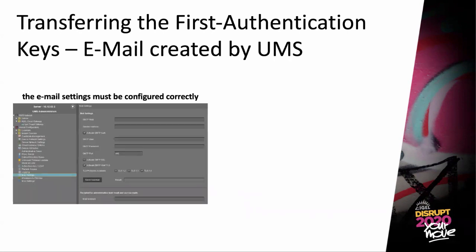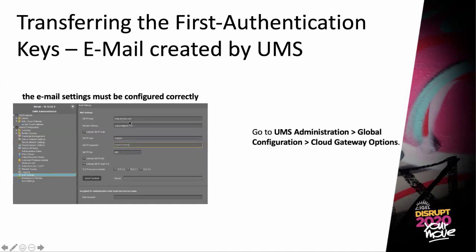How can we transfer it via mail? This is possible. Of course, you can write your own email and say, hey, this is the key, but we have integrated a much nicer function. In UMS administration, down the road, there's mail setting. You have to configure this. And if it's configured, of course, with some information from your mailing system, you go to the global configuration, cloud gateway settings, which are here.